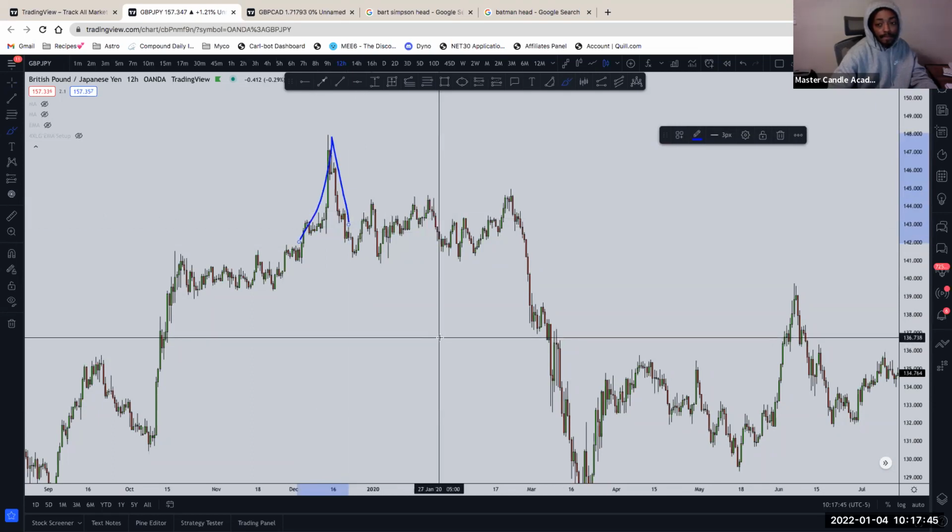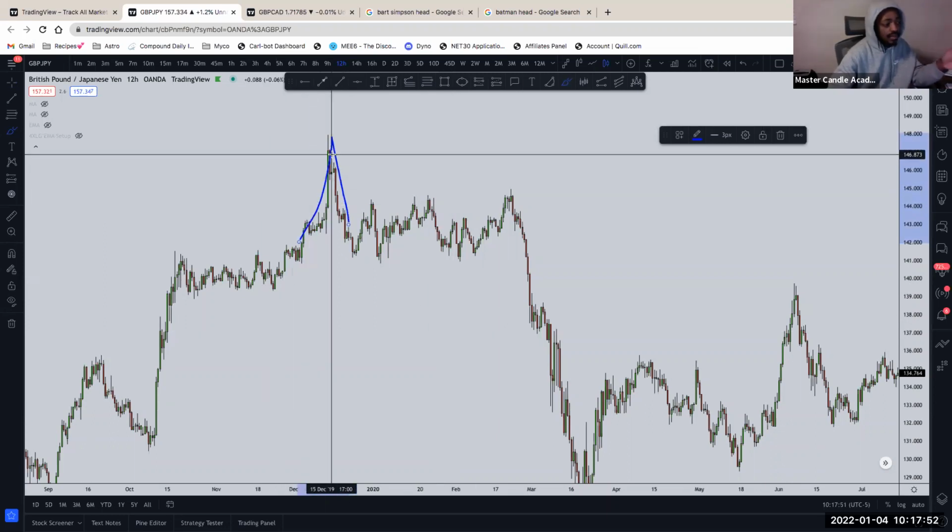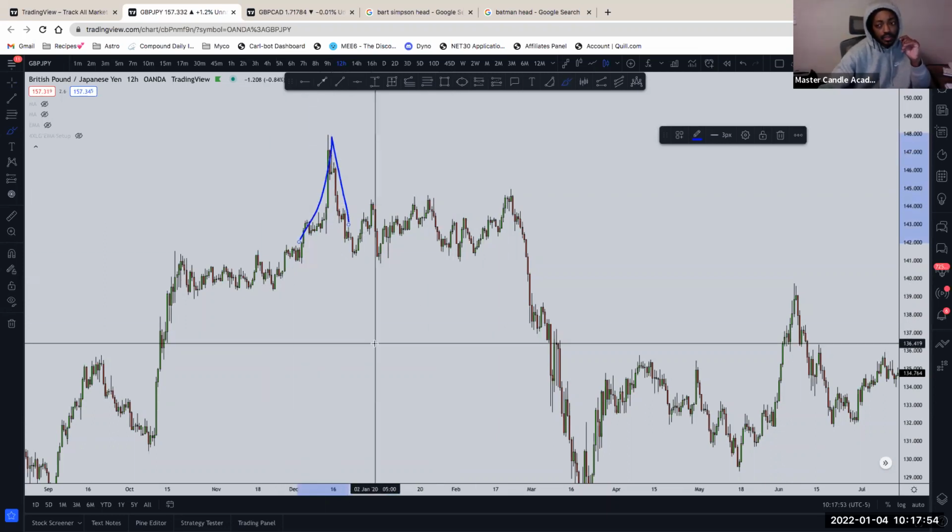We see that, right? Everybody understands that this is the left ear for Batman, yes? Now, the next key part of structure is what? What's in between his ears? His forehead, right?